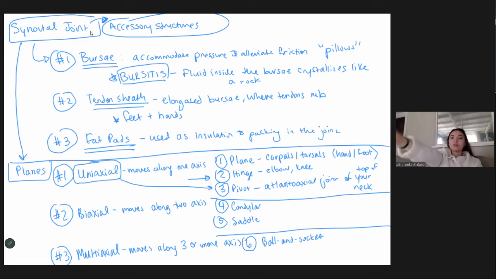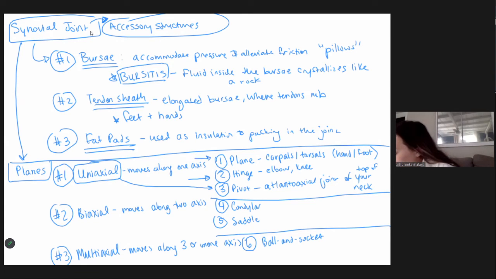If you hinge your arm, isn't that just going across one axis? Do you see what I mean? I can't make my elbow go that way and that way. I can do it side to side, but that's not the same joint. This joint only goes one way, uniaxial. Does that make sense? The plane in my hand only goes across one way. So plane, hinge, and pivot.